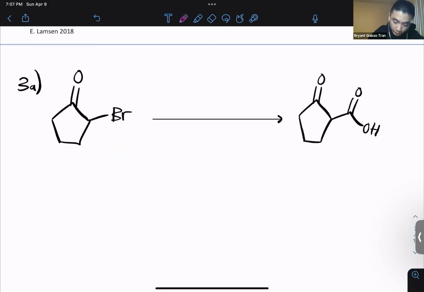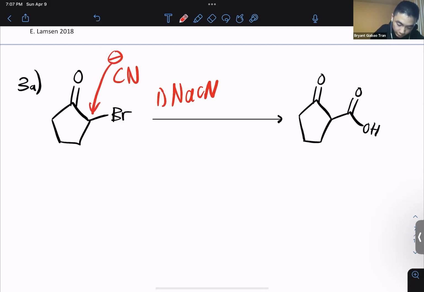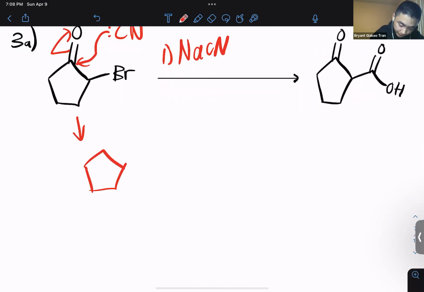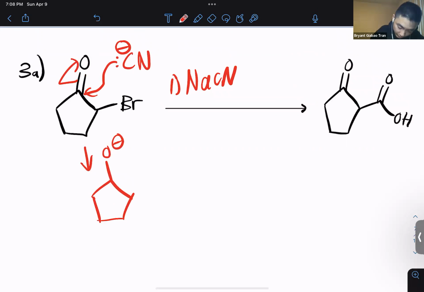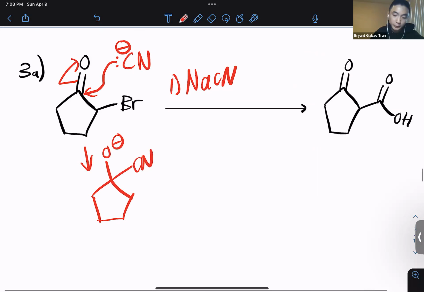But if you try to do the first step as NaCN, then this CN minus will not do SN2 here. And that's because there's another electrophile that is competing with that electrophile. So what would happen instead is that this nitrile will attack that carbonyl carbon and kick up that carbonyl oxygen up there. Then we'll get this and this, which is not what we want.